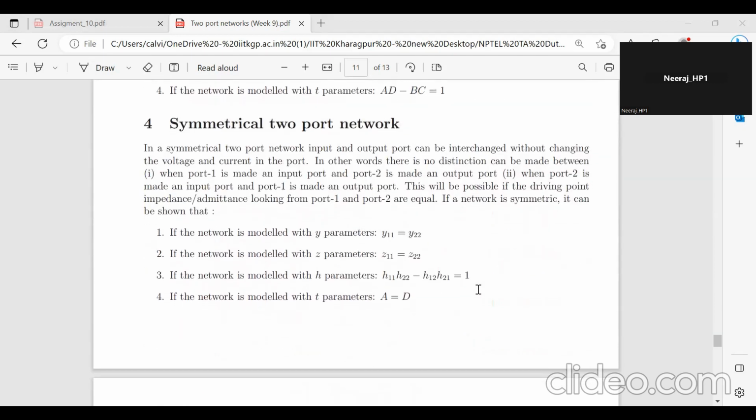Similarly, there's a case for symmetrical two-port networks. In symmetrical two-port networks, the condition is that when I interchange the input and the output, suppose port 1 was the input and port 2 was the output, but then we make port 2 the input and port 1 the output, there will not be any change in the voltage and current at that port. If that is the case, then we say that the network is symmetrical.